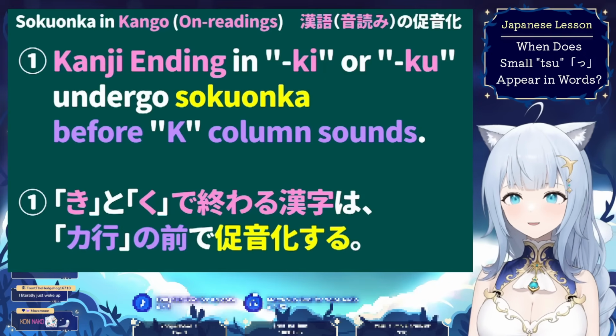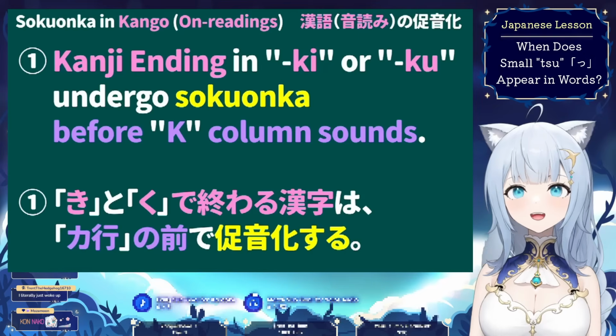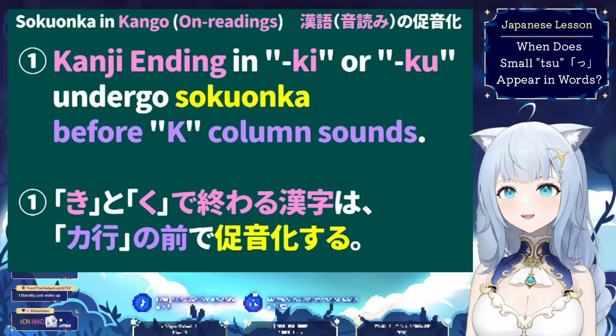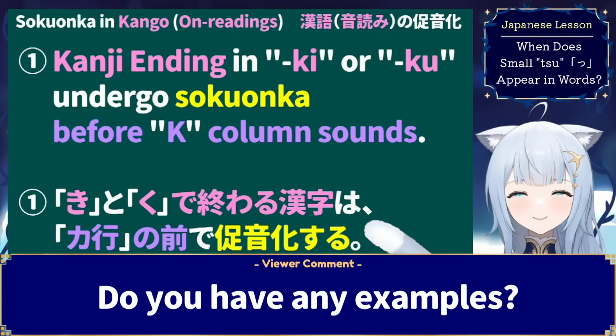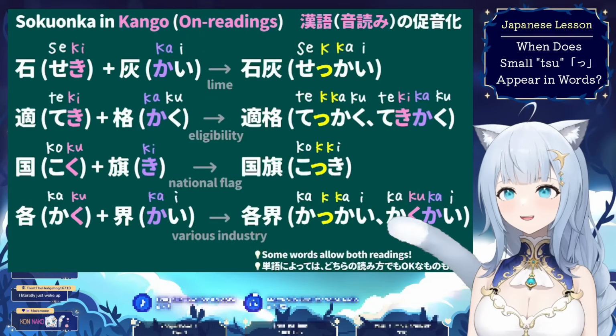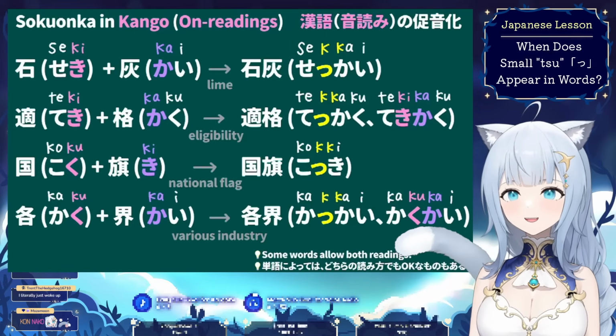And rule number 1. Kanji ending in ki or ku undergo sokuonka before a K column sound. Yes, of course I have examples. The first one is seki plus kai. Seki plus kai makes sekkai.